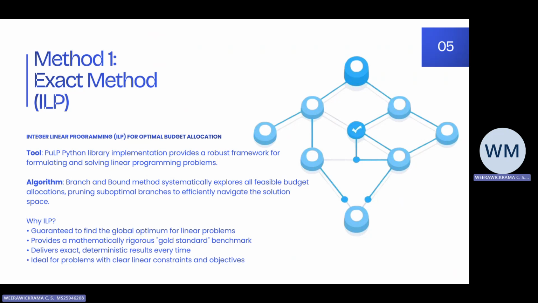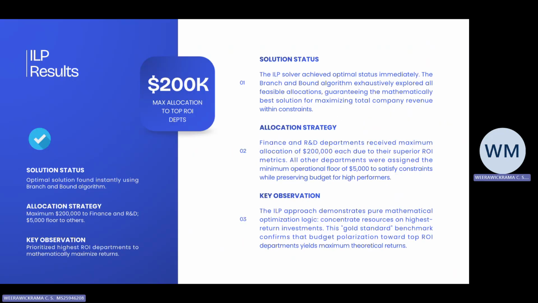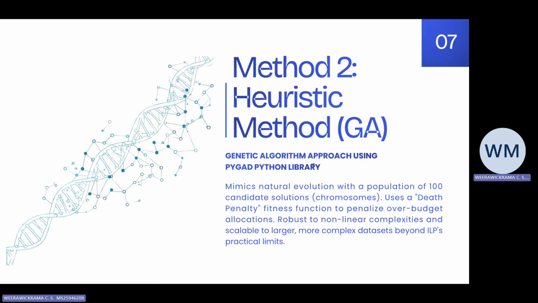This method is especially suitable for our problem because our objective and constraints are linear and clearly defined. So these are the results that we got. We allocate the maximum allocation for this RO to get the ROI of 200,000. Thank you. Now I invite my co-host to continue from here.